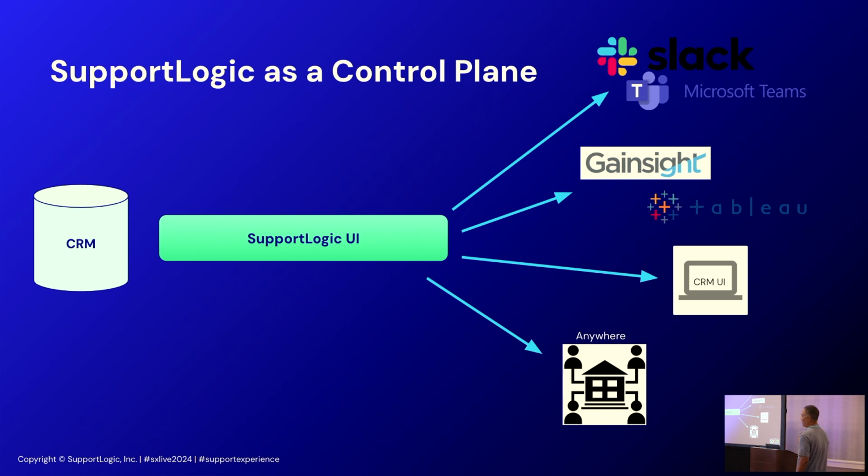external systems. One is Slack and MS Teams. We have integrations to Gainsight. We can push things to Tableau. Again, through the widgets, we can push things through the CRM so that you can have them live inside your CRM UI as well. Or anywhere else within the organization, right? Through email, through events-driven API, through your third-party application that accepts API calls.